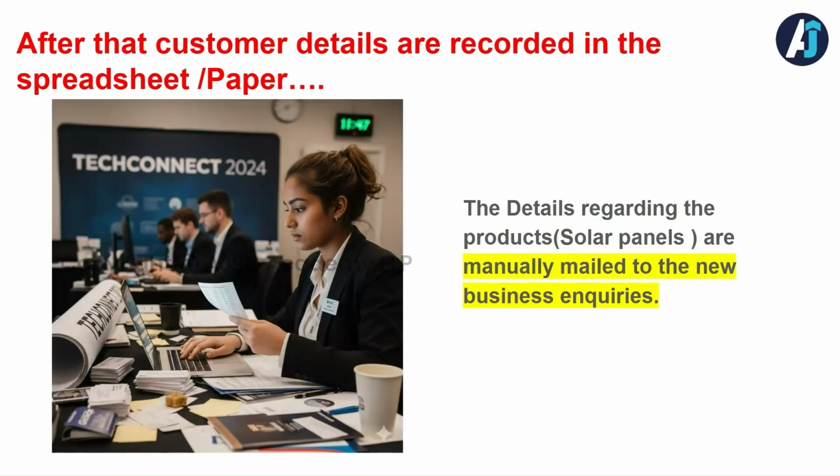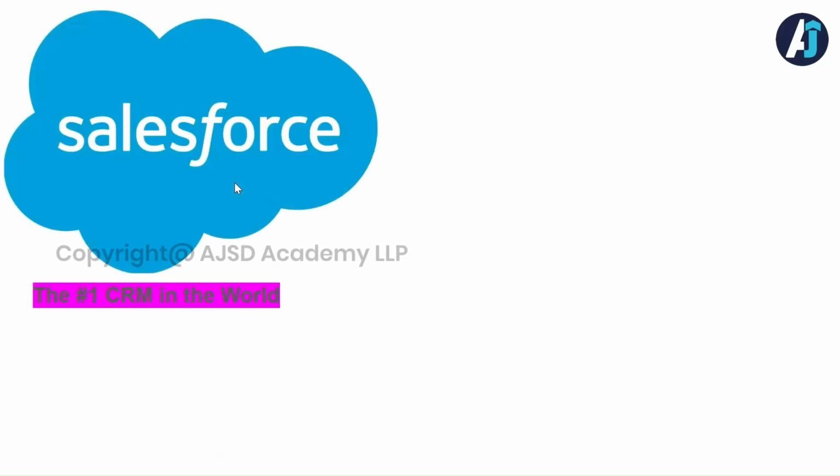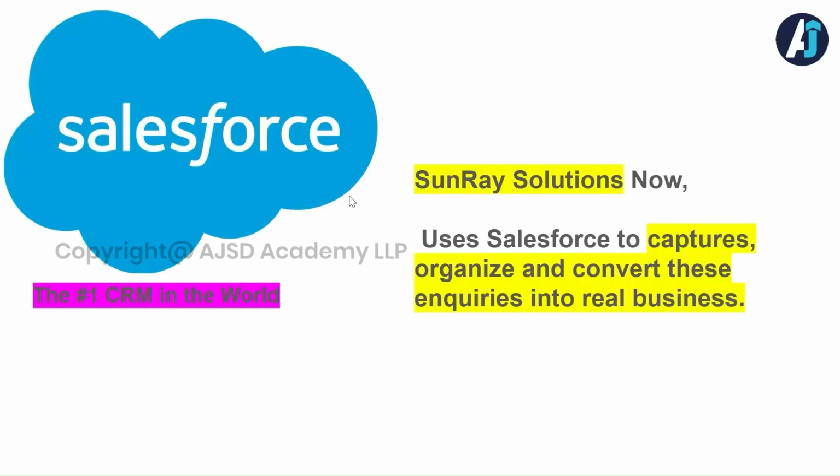Now after facing this problem, Sundry Solutions wants to move towards the latest technology to overcome it. They basically want to automate this process. How to do that? After hearing much about CRM in the market, they learned that CRM is a new customer relationship management tool, and that Salesforce is the number one CRM in the world. So now Sundry Solutions is implementing Salesforce in their business, and they are trying to capture, organize, and convert these inquiries into real businesses through automation.